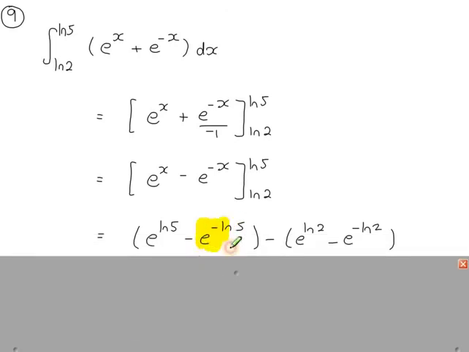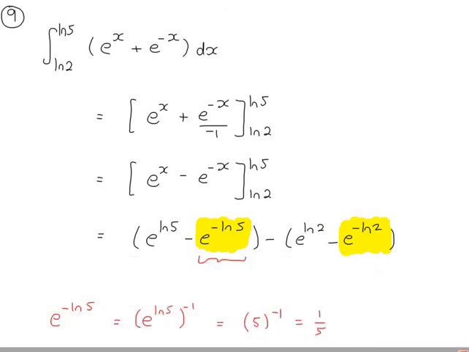Now this term and this term need careful consideration when simplifying, so let's have a look at this one first. So e to the power of minus ln 5, that's a -1 times the ln 5, which we can write like this. With the power on power rule for indices, these are just going to be multiplied. So -1 times ln 5 will give us the minus ln 5. So this is the same as this.